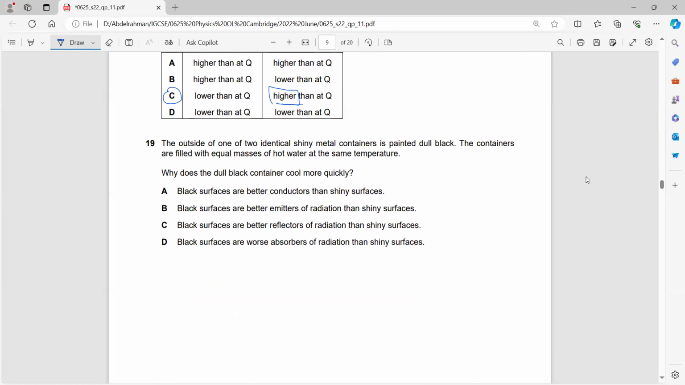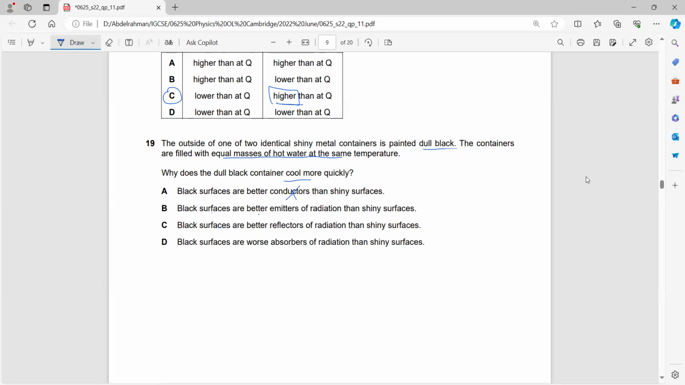Okay. The outside of one of two identical shiny metal containers is painted dull black. The containers are filled with equal masses of hot water. Why does the dull black container cool more quickly? It's a black surface, so it should be radiation. Black surfaces are better emitters. Is it a conductor? No, I don't care about conduction.